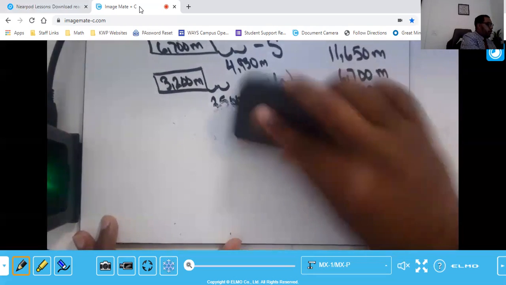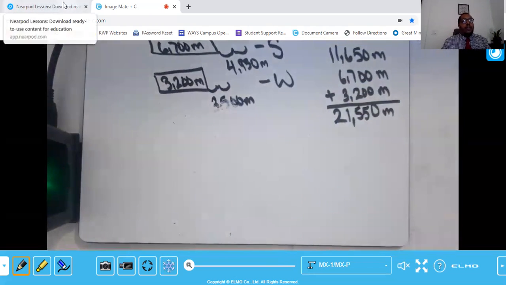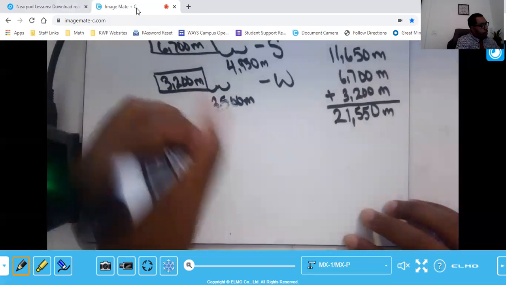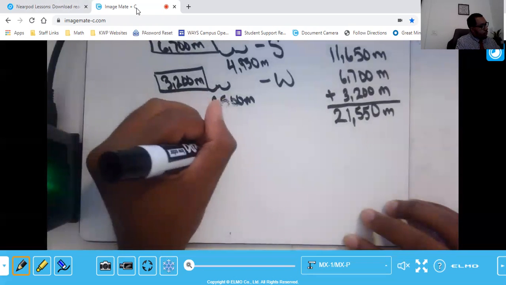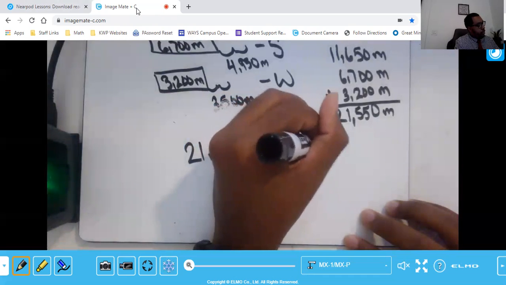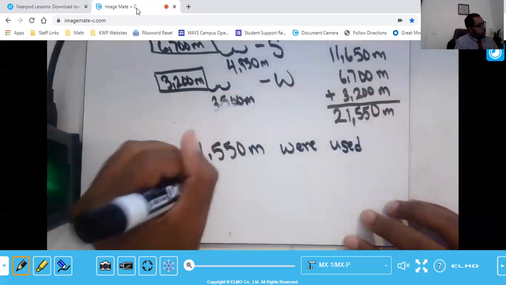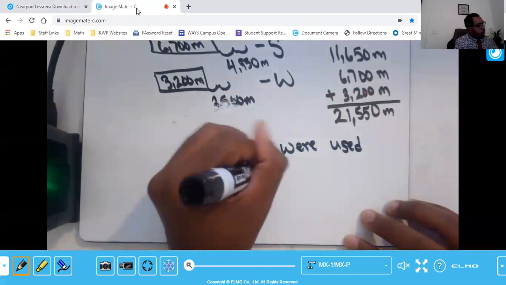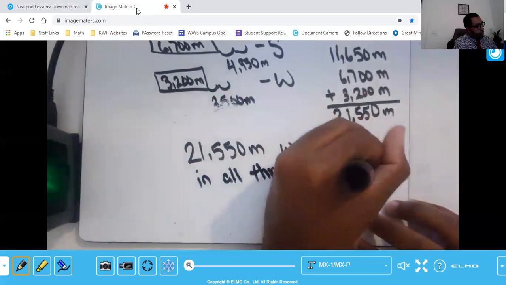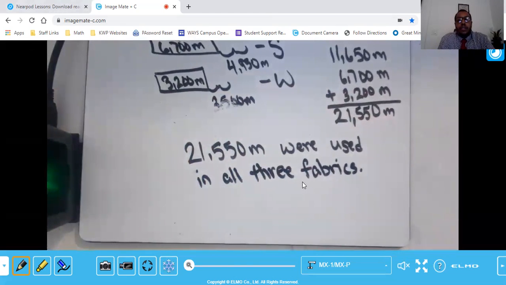So the last part is to turn this answer into a statement. The easiest way to turn our answer into a statement is to look at the question and turn that question into a statement. So I know it says how many meters were used in all three fabrics. So I can say 21,550 meters were used in all three fabrics. And that is how we can use the read, draw, write process and modeling to help us solve word problems.